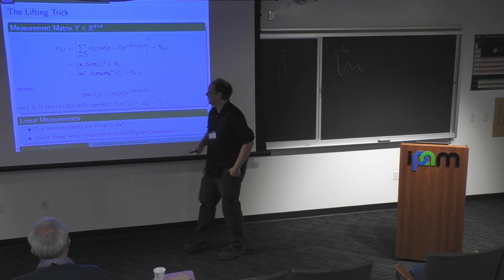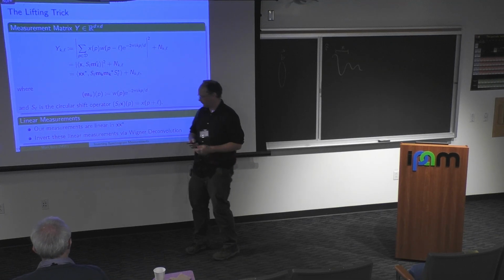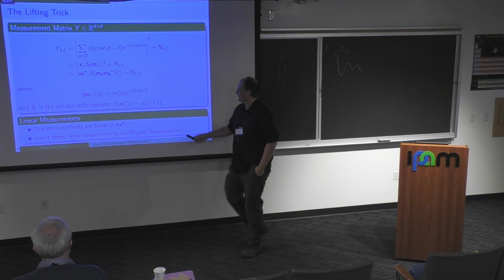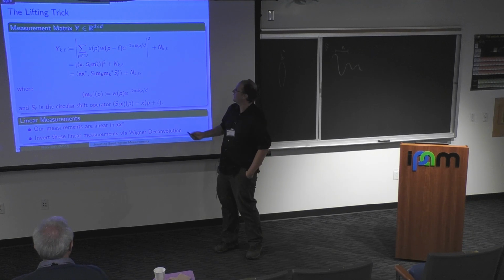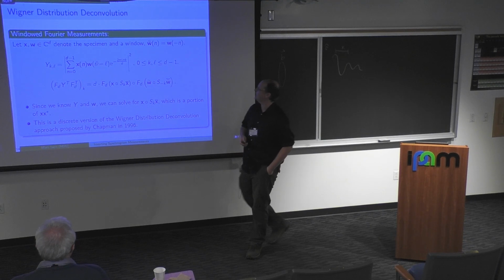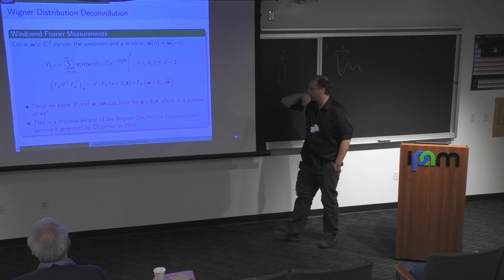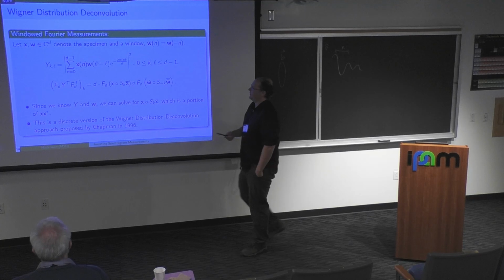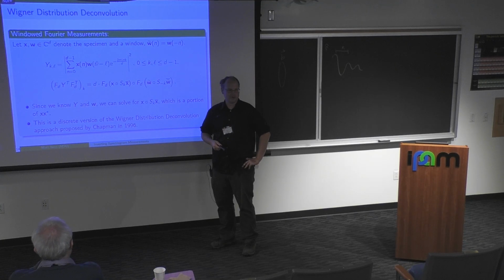Okay, so we have linear measurements in XX star, and there's a nice connection to Wigner deconvolution in the discrete case. So let me talk about what that is. There's a really nice trick that you can use to solve these types of measurements.